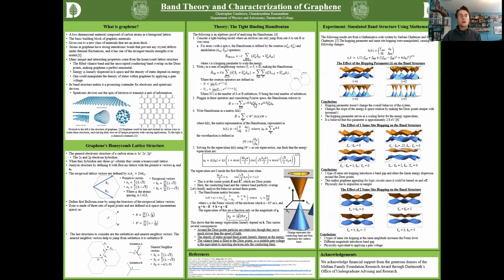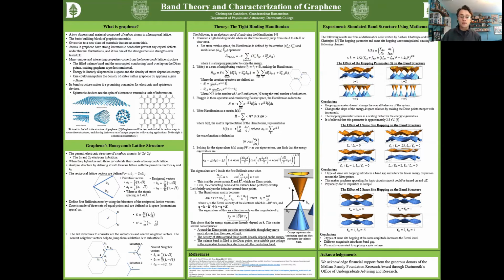In the middle of the page here, I go through an algebraic proof where we only allow for different site hopping, meaning jumping from A to B and from B to A. This proof demonstrates a few interesting things. It shows how the filled blue valence band here and the unoccupied conducting band up here overlap at the Dirac point, making graphene a perfect semi-metal with a high mobility rate.